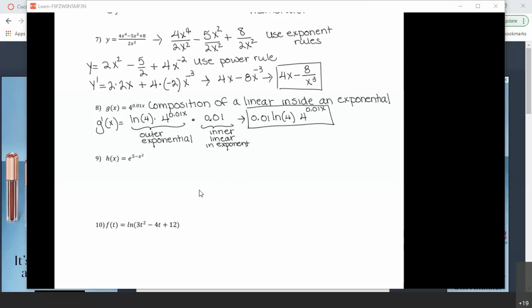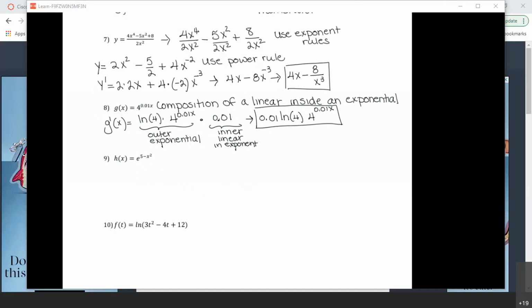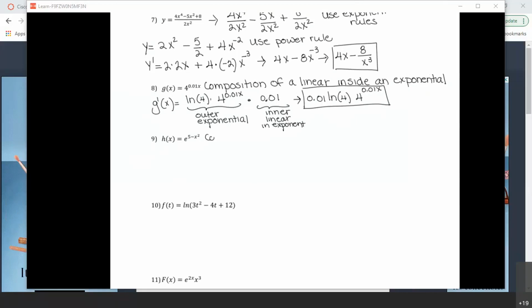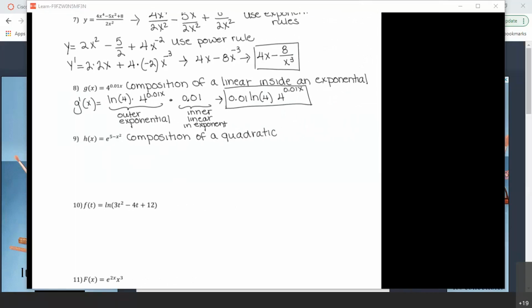Nia's basically saying, oh, wait, I put all the pieces together. It's a composition of a polynomial, a quadratic, inside an exponent. Excellent. That's exactly what it is. So it's a composition. And again, all of you provided pieces to that, so that was a group effort. Composition of a quadratic inside a base e exponential.